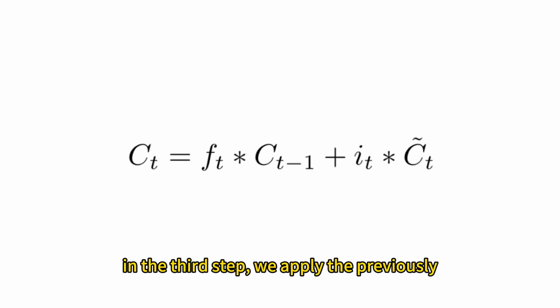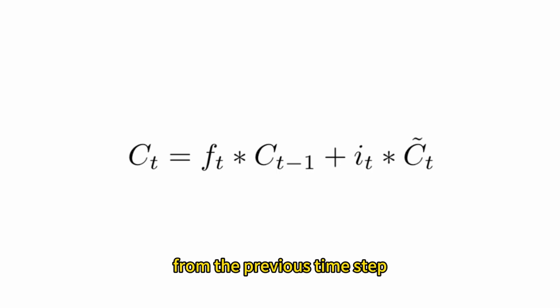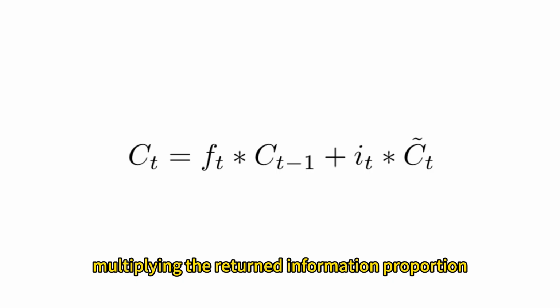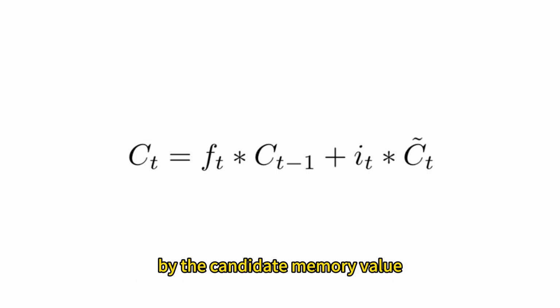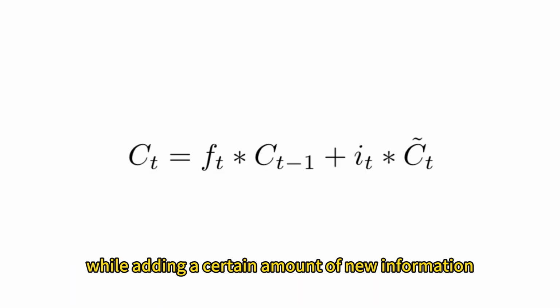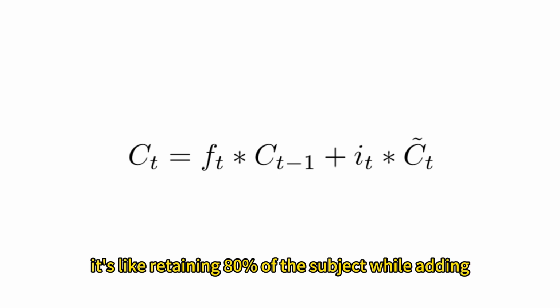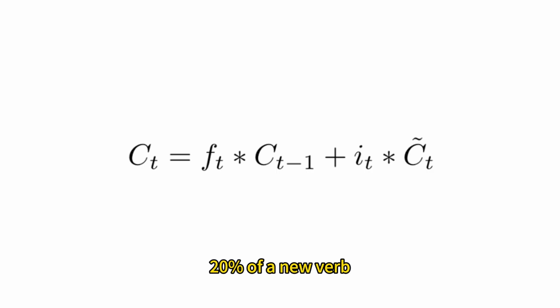In the third step, we apply the previously obtained forget probability to the cell state from the previous time step, and add the retained information proportion multiplied by the candidate memory value. Simply put, it means retaining a certain amount of old information while adding a certain amount of new information. The resulting C is the new cell state. To use a vivid analogy, it's like retaining 80% of the subject while adding 20% of a new verb.